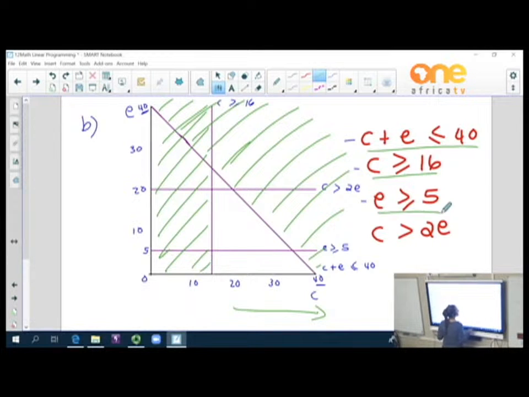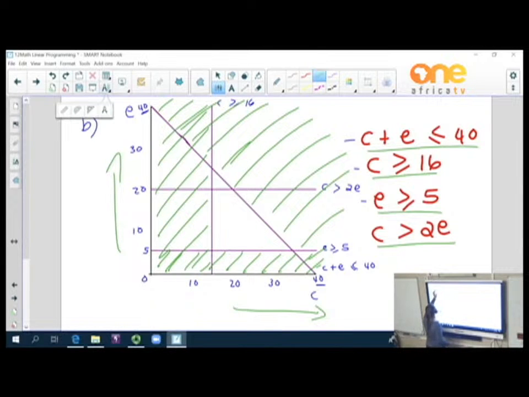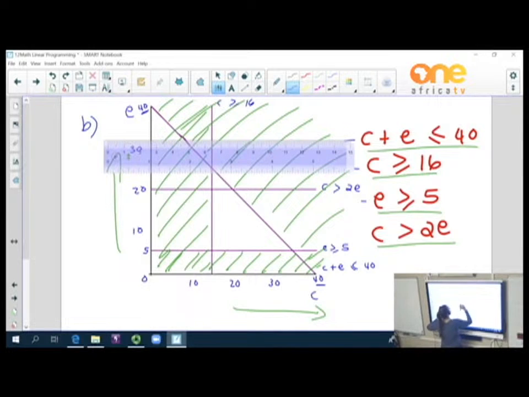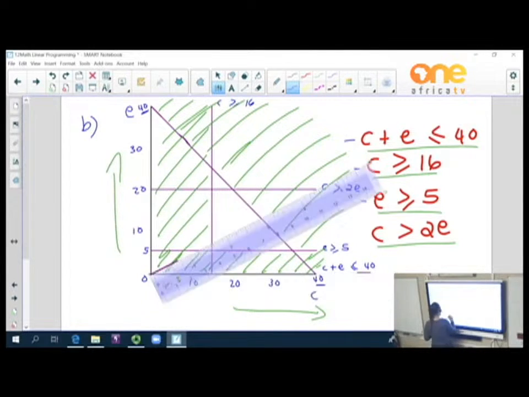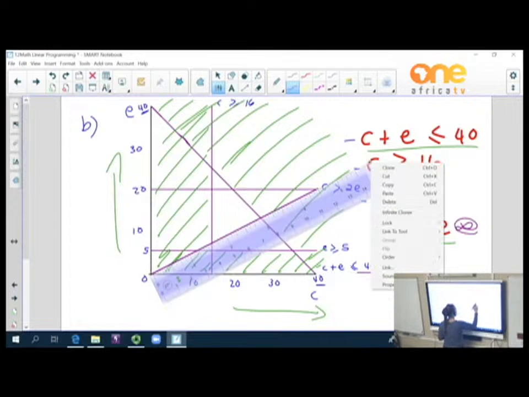Then we have E is more than or equal to 5. More than is to that side. So it cannot be this part. This is unwanted. And then the last one, C is more than 2E, I still need one line. So we still need one line here. This one needs to go from 0. So there we have the other line of that one.